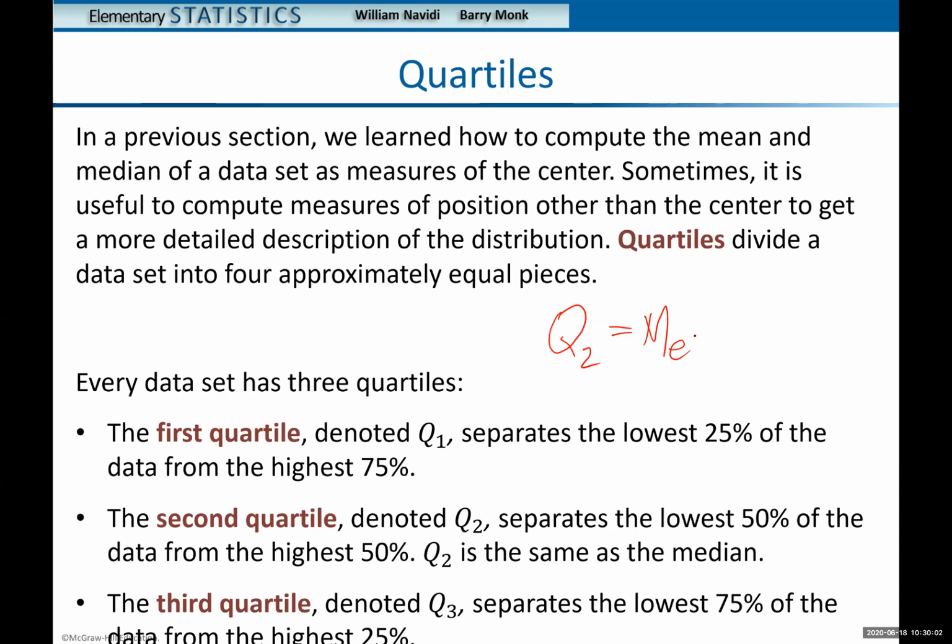So how do we compute this? It's the same thing like what we did for the median. Do you remember how to get the median? Given a set of numbers, how do we solve for the median?